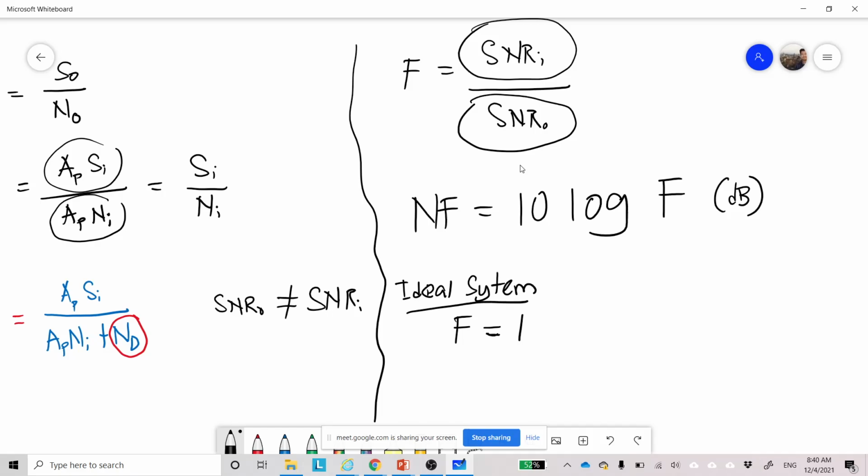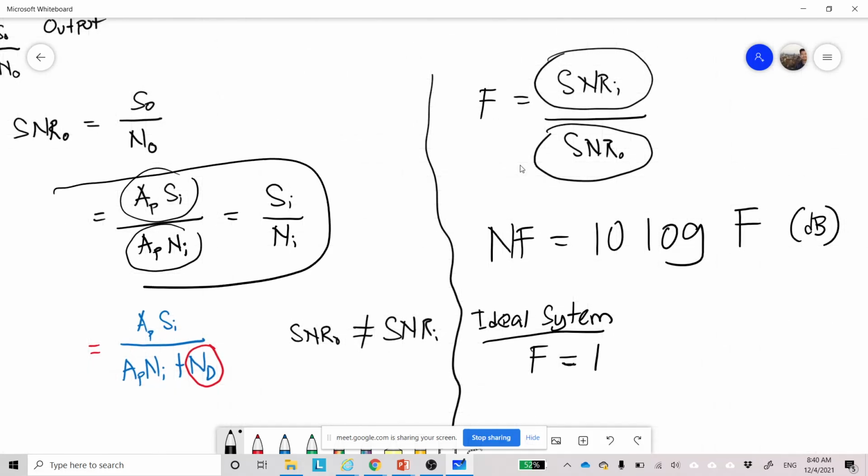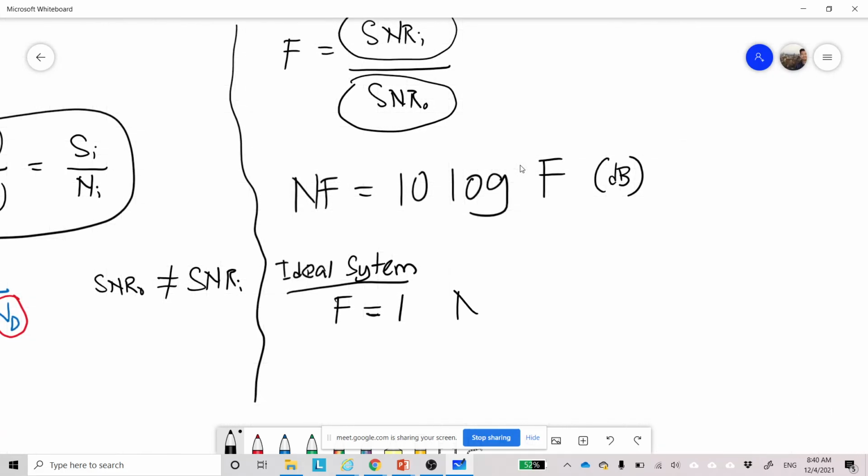For an ideal system, the noise factor is equal to 1, as I mentioned earlier. Okay, this is for the ideal system. Therefore, the noise figure is equal to 0 dB. So what we want is that we need the noise factor to be close to 1.